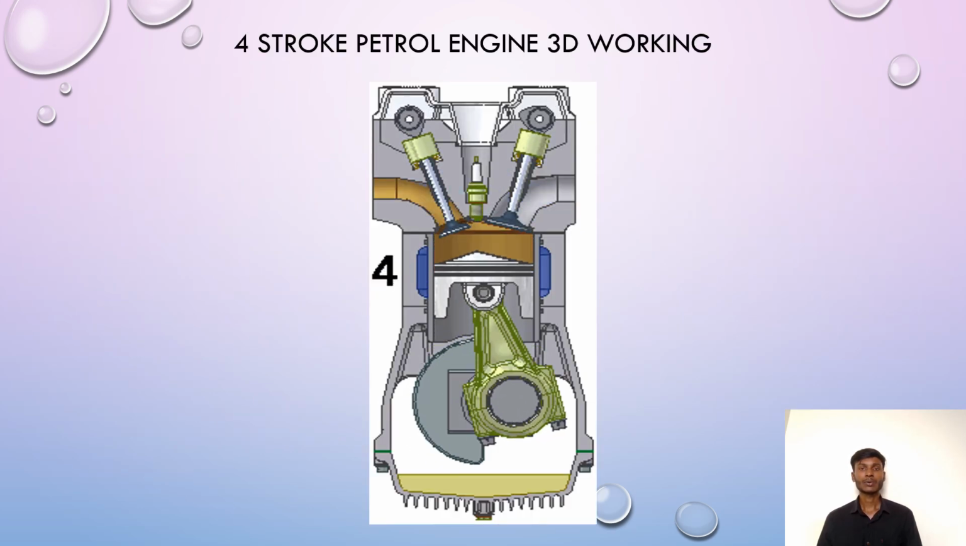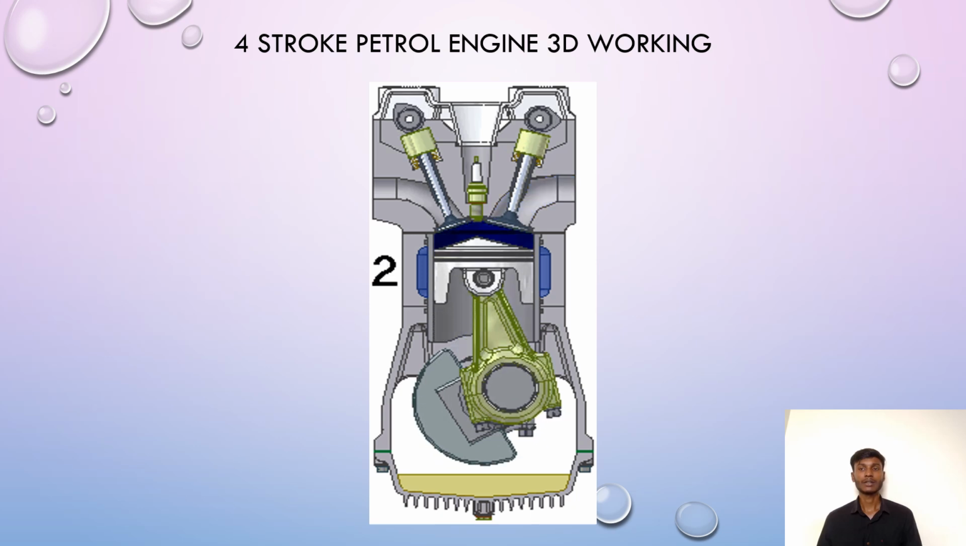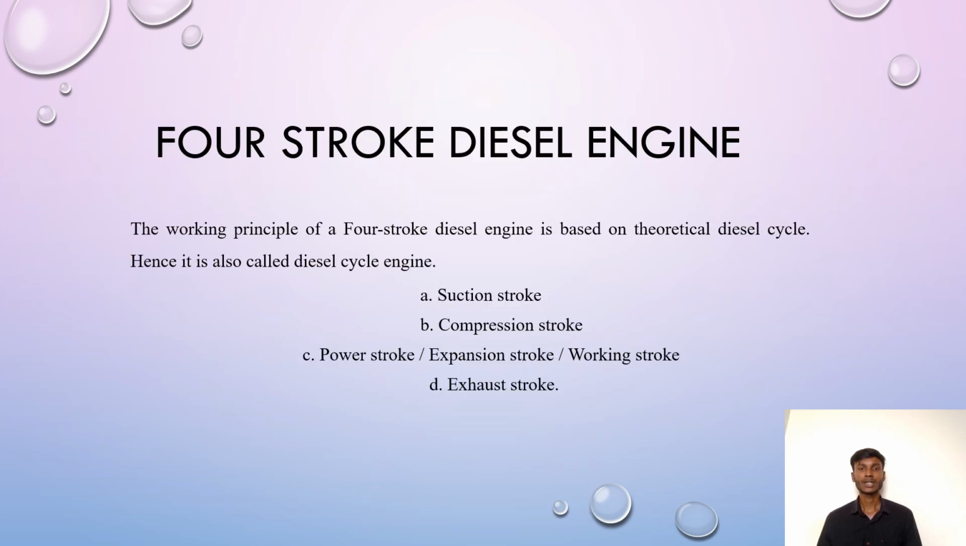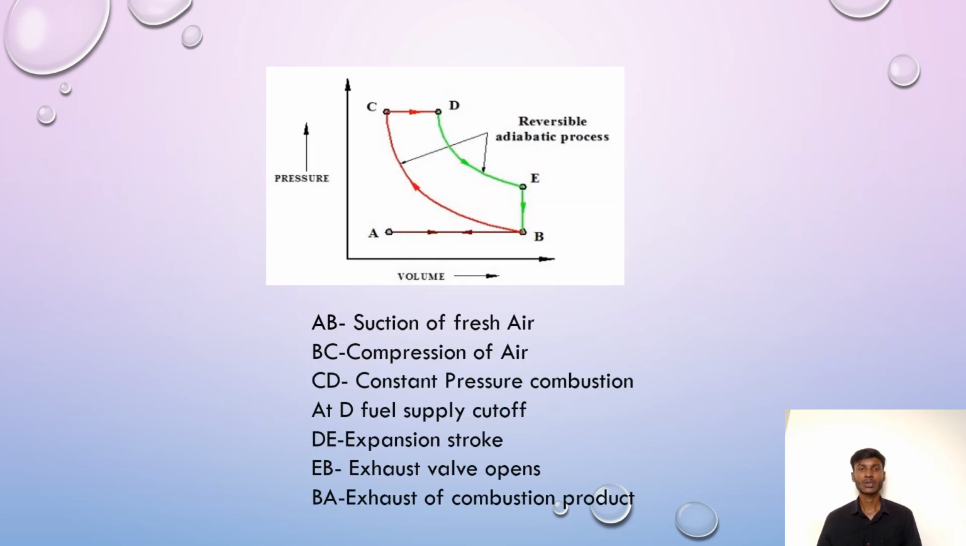This is the 4-stroke petrol engine 3D working. 4-stroke diesel engine. The working principle of a 4-stroke diesel engine is based on the theoretical diesel cycle, hence it is also called a diesel cycle engine. Suction stroke, compression stroke, power stroke, exhaust stroke. This is the PV diagram of a 4-stroke diesel engine.